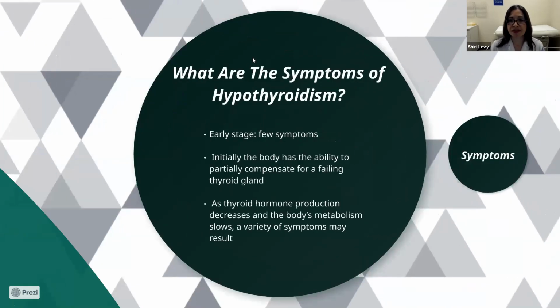So what are some of the symptoms? In the early stages, probably very few. Additionally, the body can compensate for it. What we see in our clinics is an enlargement of the thyroid, which we call goiter. Goiter means the abnormal enlargement of the thyroid gland. But as thyroid hormone production decreases, the body's metabolism slows down, and many people can become symptomatic.